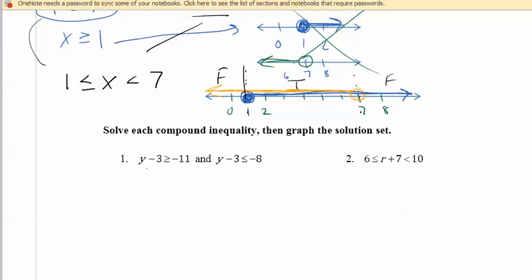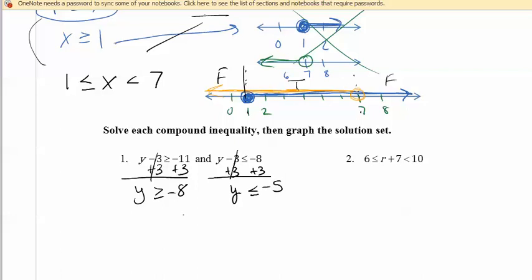Okay, so we have y minus 3 is greater than or equal to negative 11. So let's solve that. I know I need to move 3 to the other side by adding it. And so y is greater than or equal to negative 8. And then I also need to do the same thing in the other inequality. So plus 3, that cancels, and so y is less than or equal to negative 5.